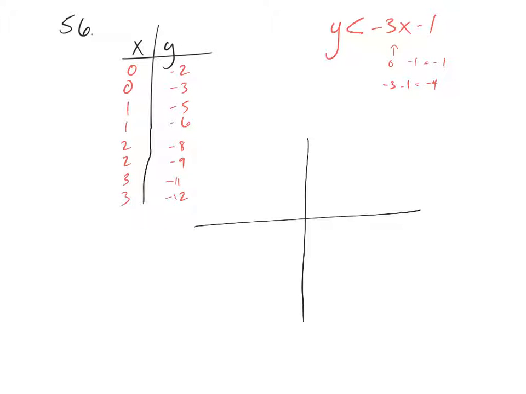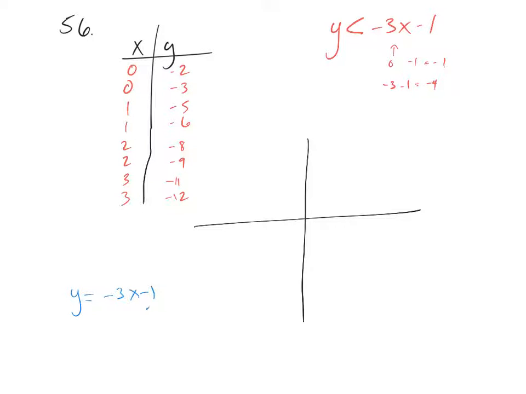These are by no means the only possible answers to put in your table. They're just some of the easier ones to come up with. So, part B also asks you to graph. Remember, with inequalities, you treat it like it was a line. So I'm going to start out by graphing y equals negative 3x minus 1.